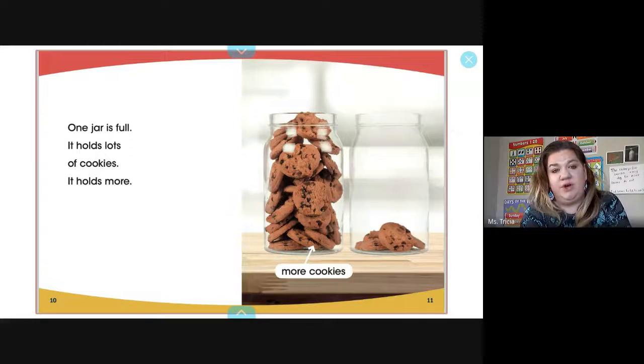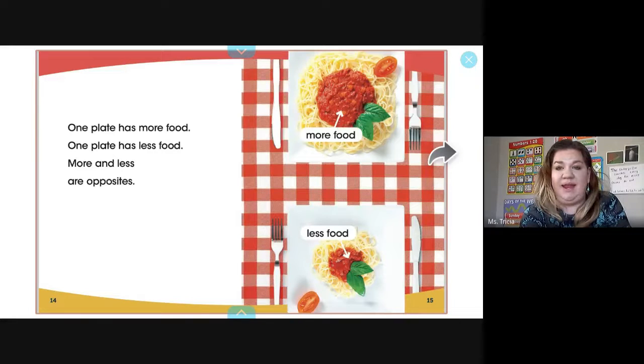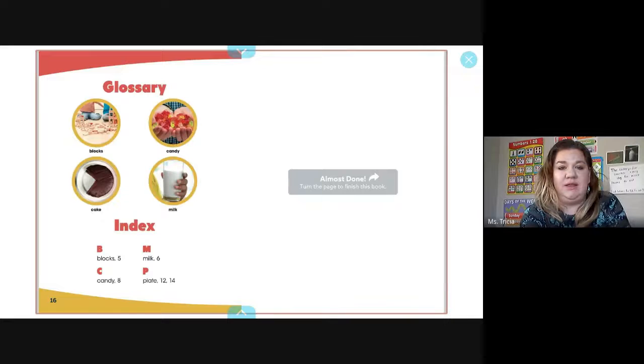One jar is full. It holds lots of cookies. It holds more. 2 plates hold cake. 1 plate holds less. The piece is small. 1 plate has more food. 1 plate has less food. More and less are opposites. And there's the glossary, and we're all done.